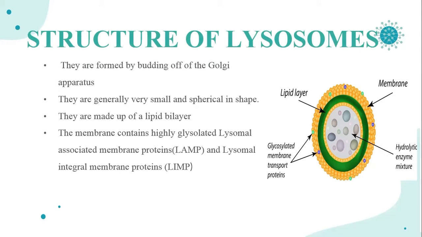Structure of the lysosomes. The first point says that they are formed by budding off of the Golgi apparatus. Now the hydrolytic enzymes within them are formed in the endoplasmic reticulum. The enzymes are attached with a molecule called mannose-6-phosphate, which is transported to the Golgi apparatus in vesicles and then packaged into the lysosomes. There are many different types of lysosomes, including protease, which breaks down proteins, amylase, which breaks down starches into sugars, nuclease, which breaks down nucleic acid, and so on.